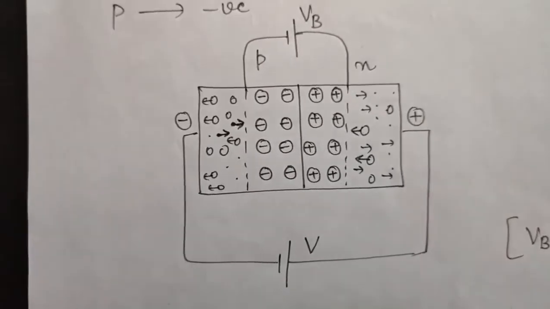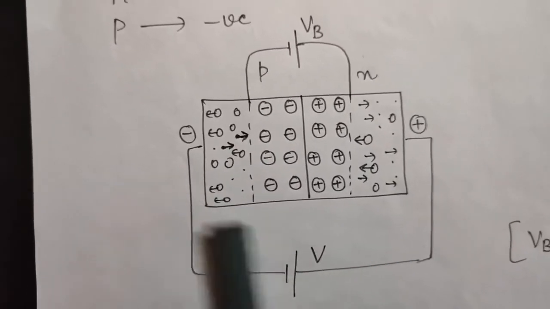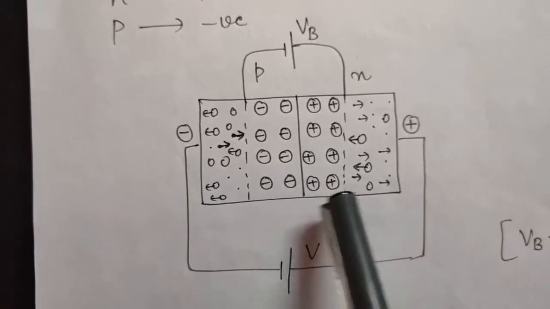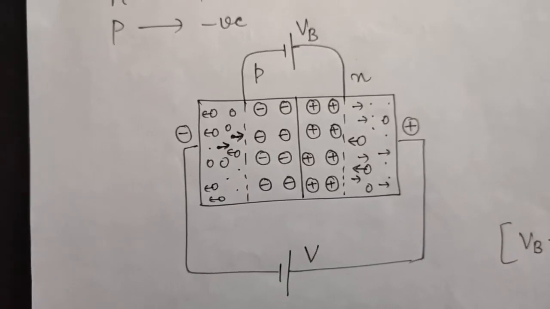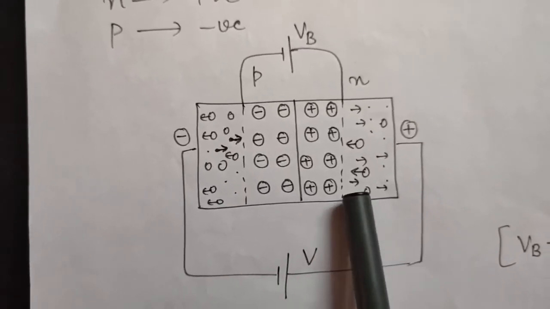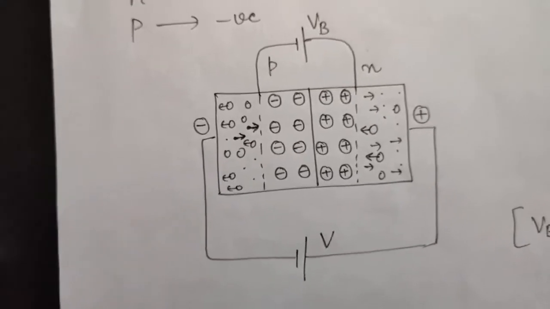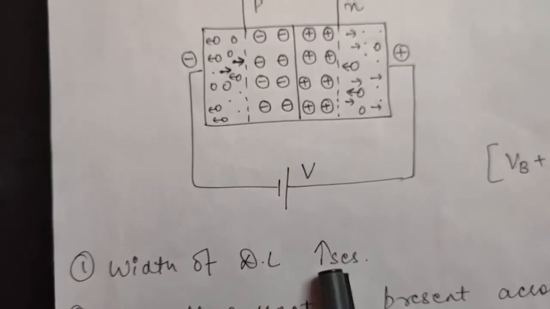Okay, now what will happen? Because they are moving away from the depletion region, what will happen? They will lead to the extension of the depletion region, because there will be a large space in which your depletion region can be created due to the movement of electrons in this direction and holes in this direction. So you can say in reverse biasing, the width of the depletion layer increases, right?